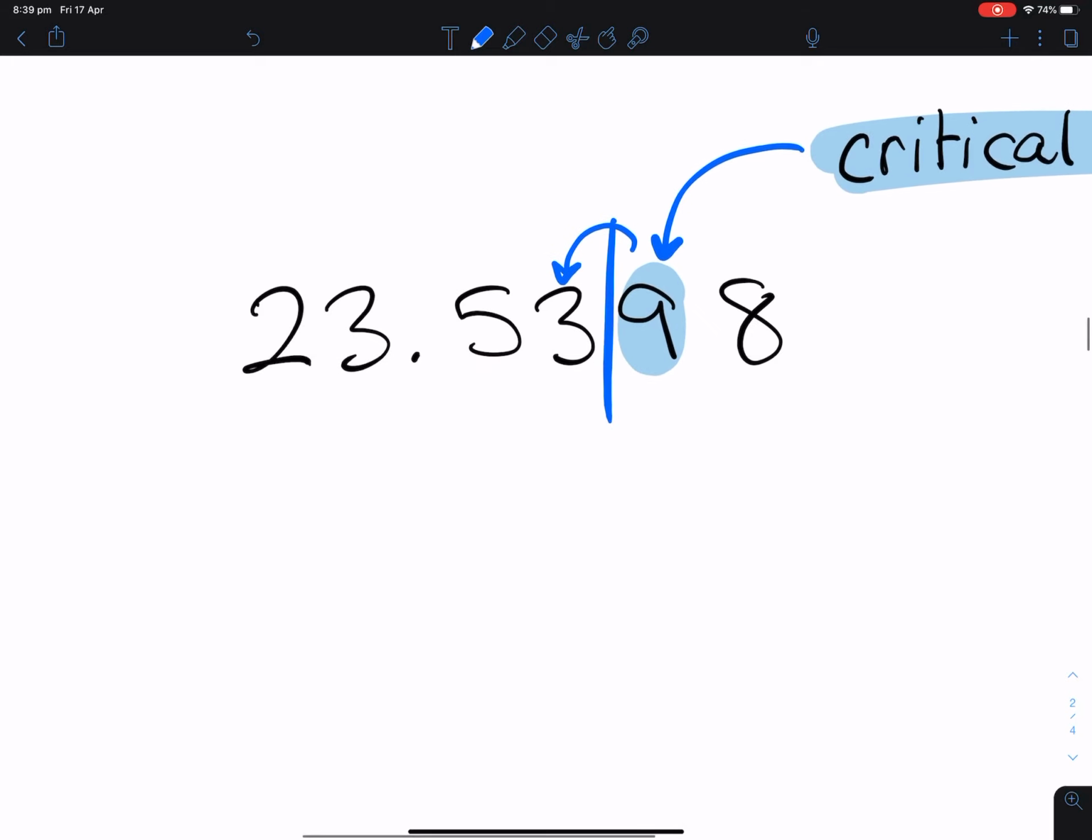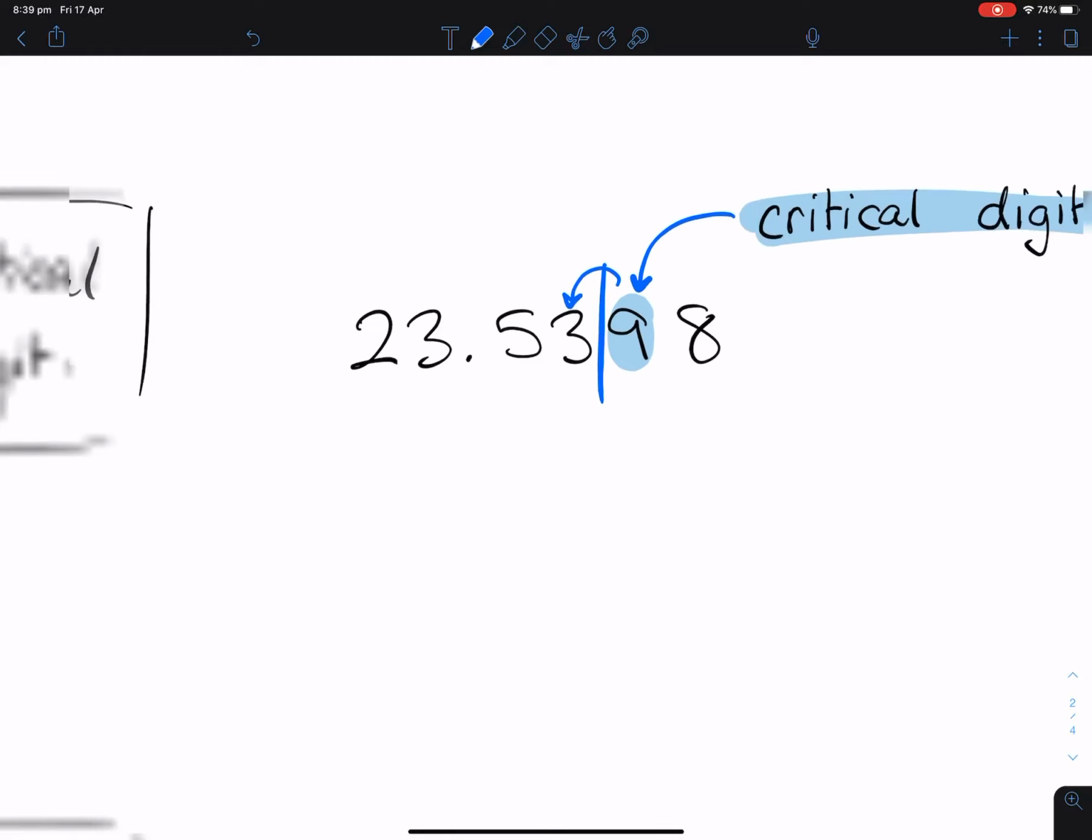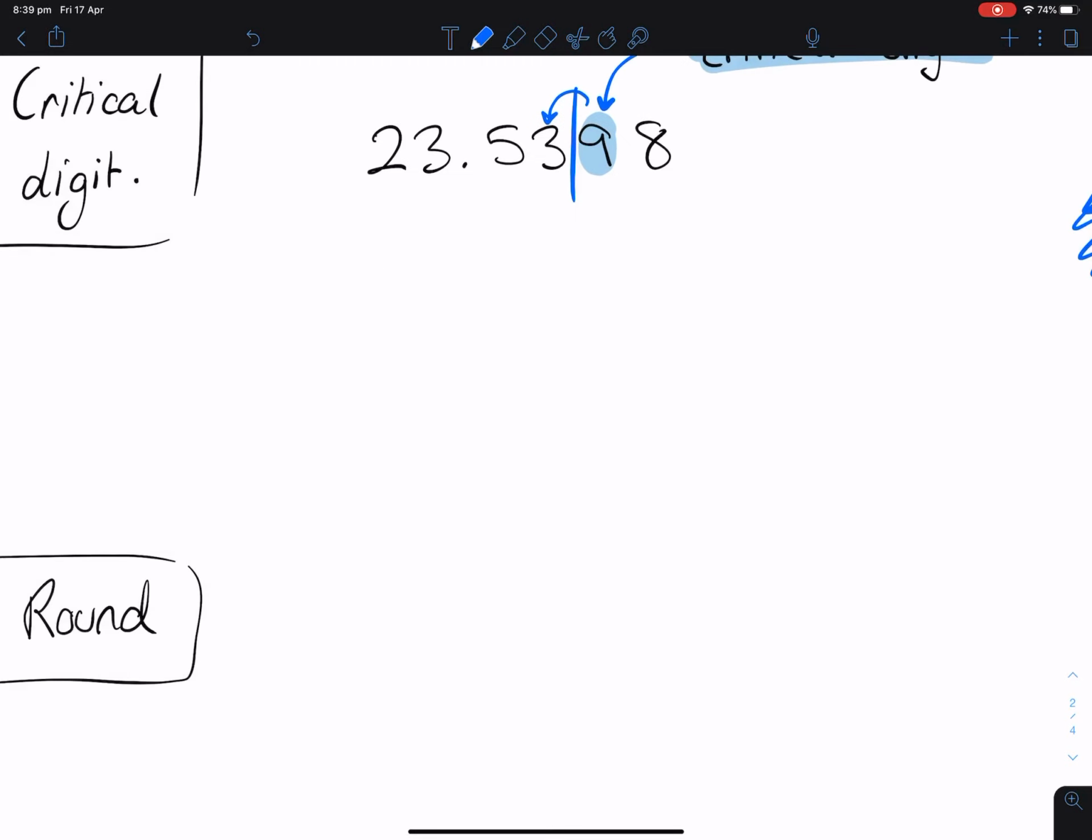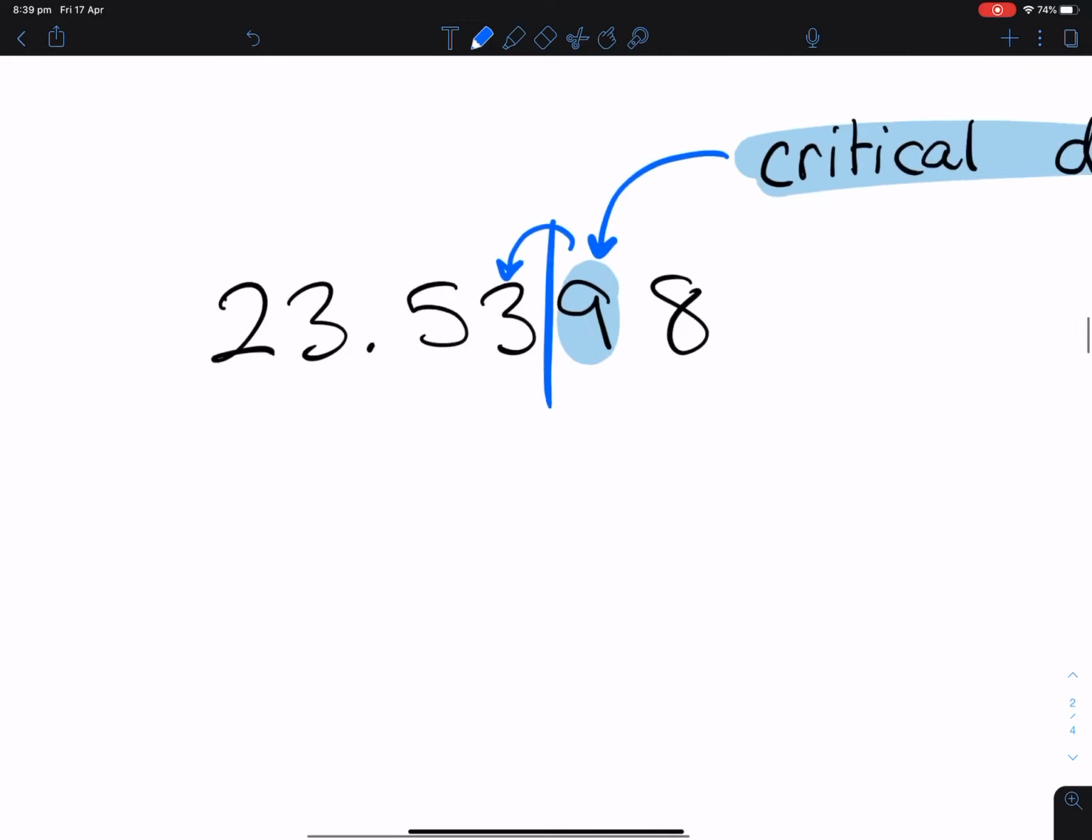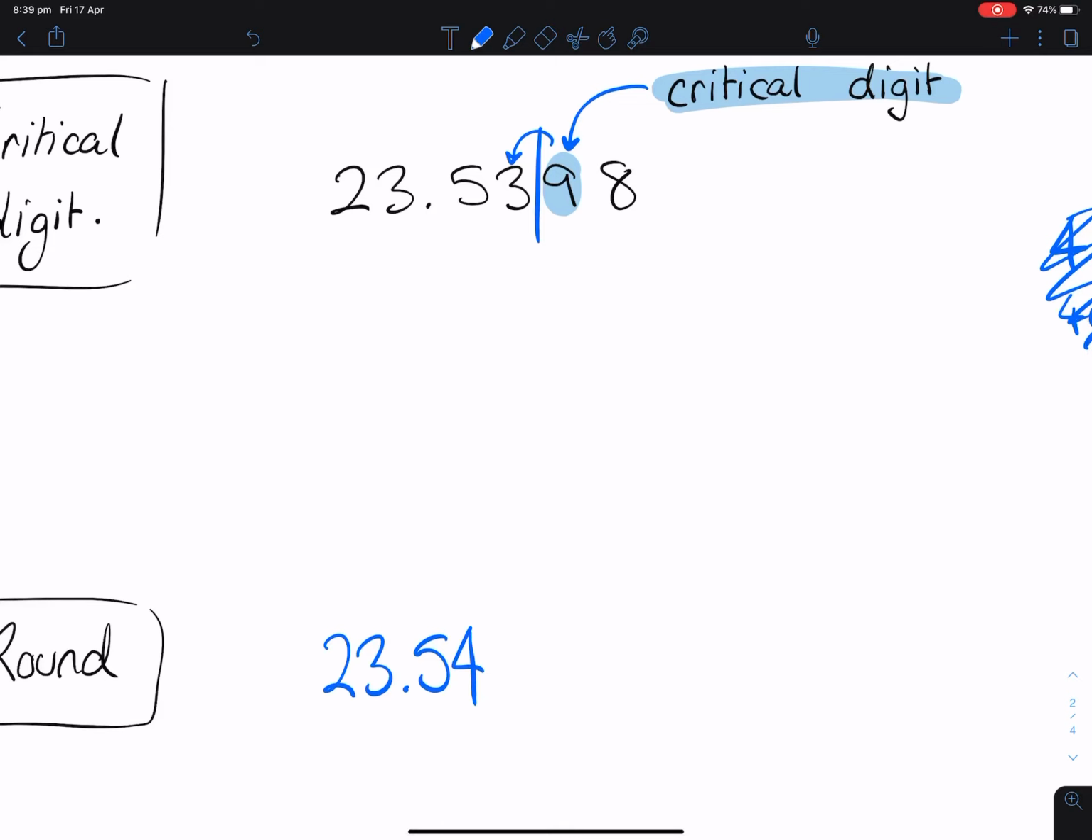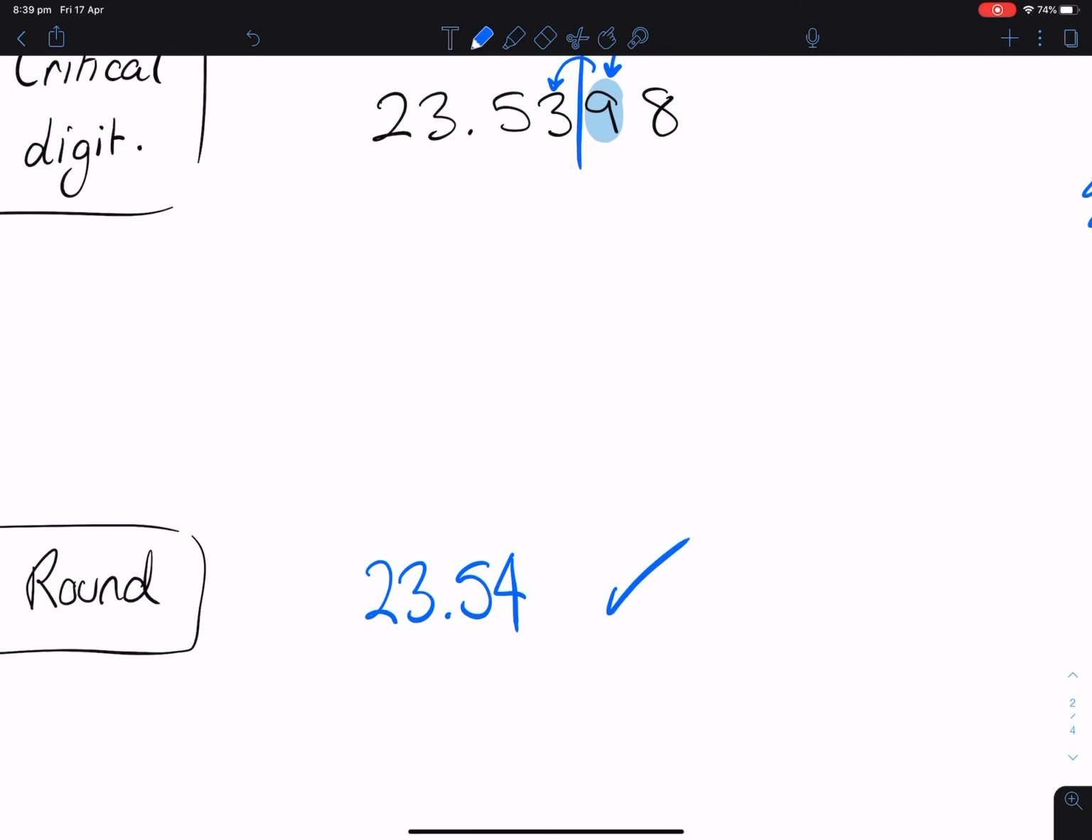So in this occasion, 9 is plenty big, so this one's actually going to get bigger. I'm now going to do the rounding steps. So the answer is going to be 23.5, and what's 1 bigger than 3? Well, it's going to be 4. So 23.54 is the answer.